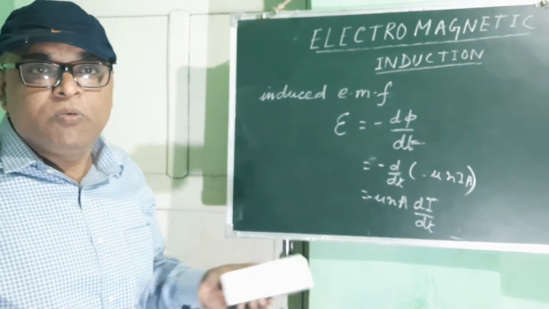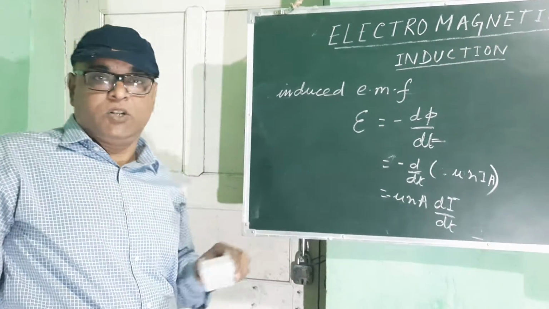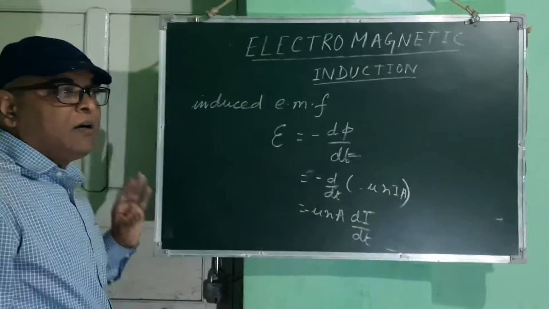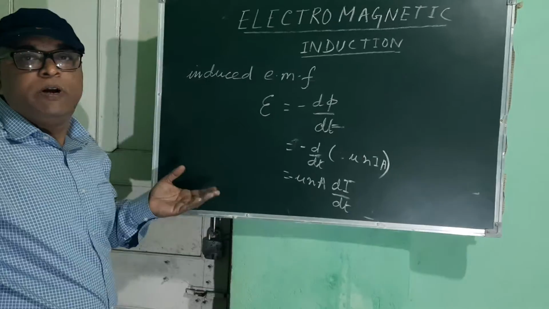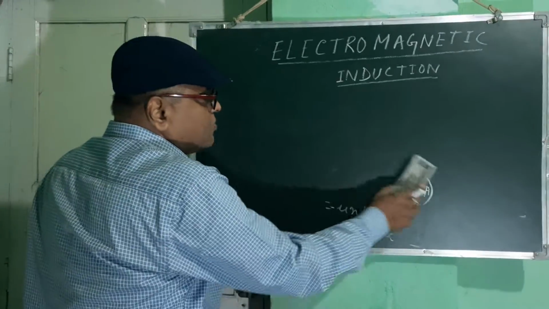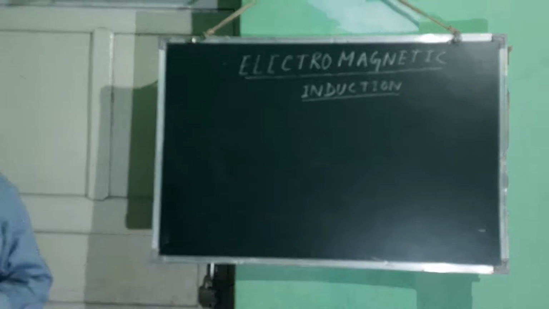Before that, we will discuss Lenz's law. Now, what is Lenz's law? There is one negative sign that comes in. How the negative sign comes, we'll discuss. First we will see what Lenz's law is.